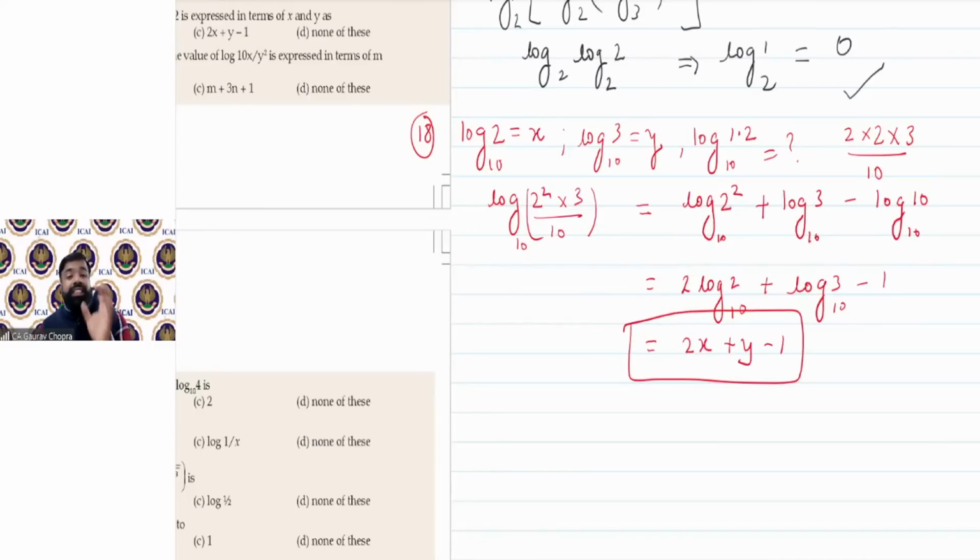So the starting is very important in this case. What is the starting? How will you write 1.2 by using 2, 3, and the base 10. So we have written 2 multiplied by 2 multiplied by 3 and divided by 10. This is 1.2. After that, we have applied the basic properties of logarithm, that is the product and division property, log of 2 square plus log of 3 minus log of 10. And then substituted the given values.